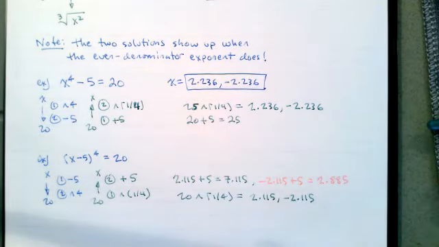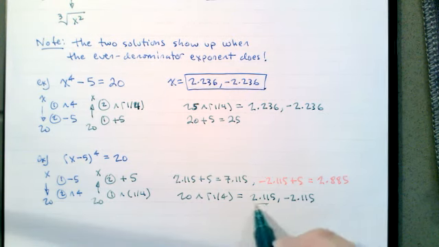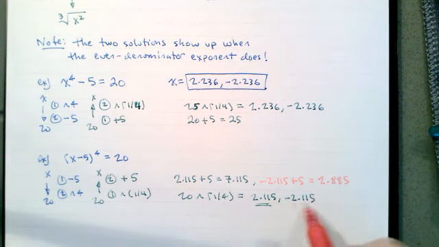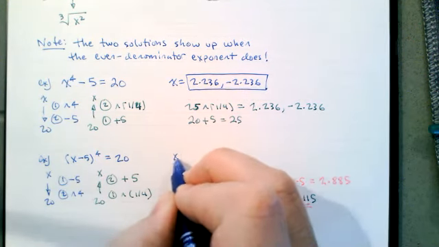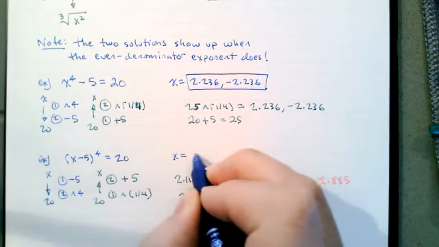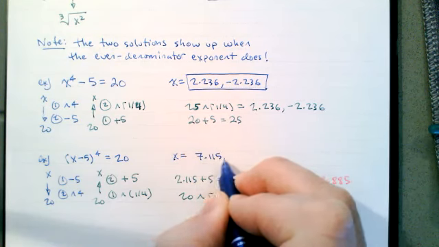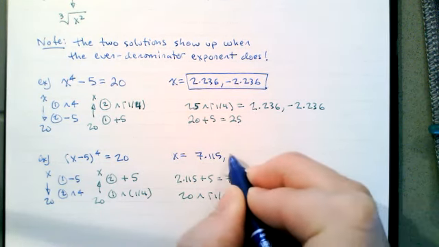So once we undo the even exponent, once we're solving and the even denominator exponent shows up, that's when we have to split the problem into two solutions. One for the positive and one for the negative. So now our solutions are 7.115 and 2.885.